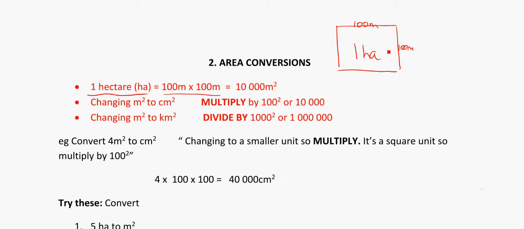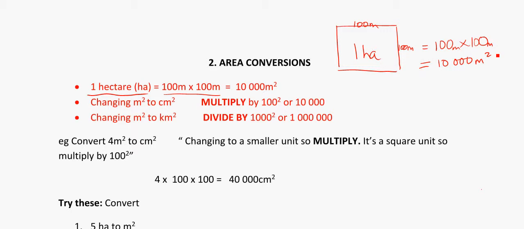So if you can imagine that area, 1 hectare is 100 metres times 100 metres, and so 1 hectare is 10,000 metres squared.